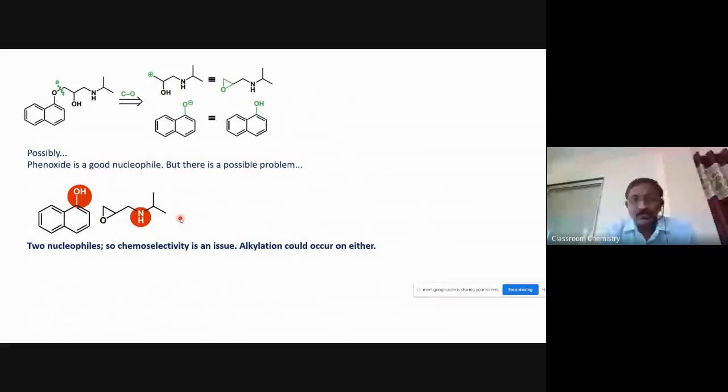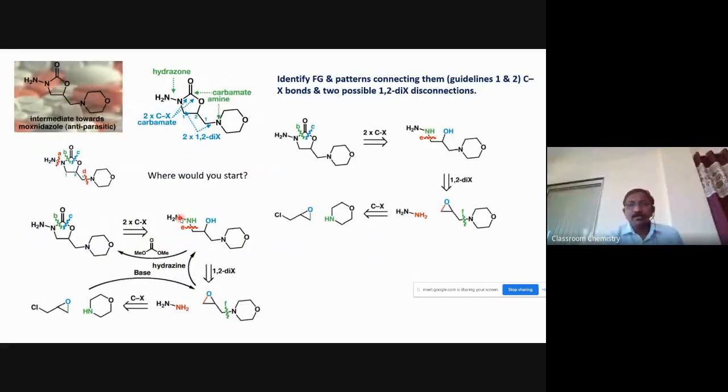Did you understand why in the previous example we cannot prefer A? Now we can move to one more example, that is an intermediate towards moxidazole, that is antiparasitic. If you observe, this is 1 and 2. So there are two functional groups. If you consider over here, here is also 1 and 2. So that is nothing but like the previous example, there are two 1,2-difunctionalized positions.